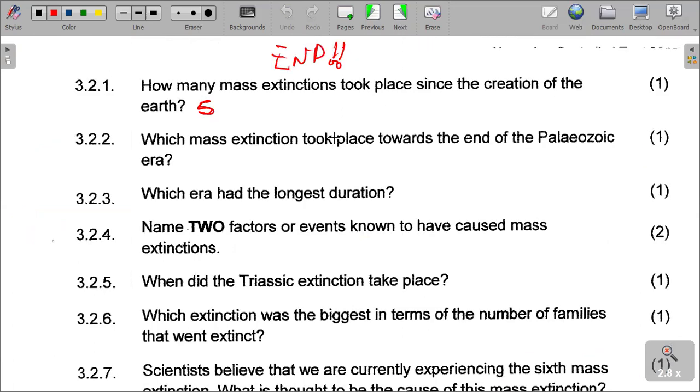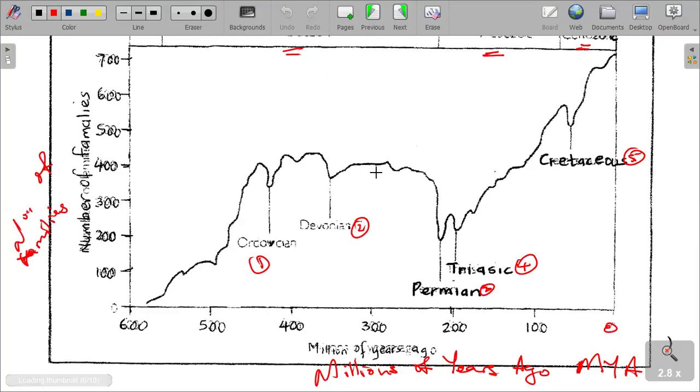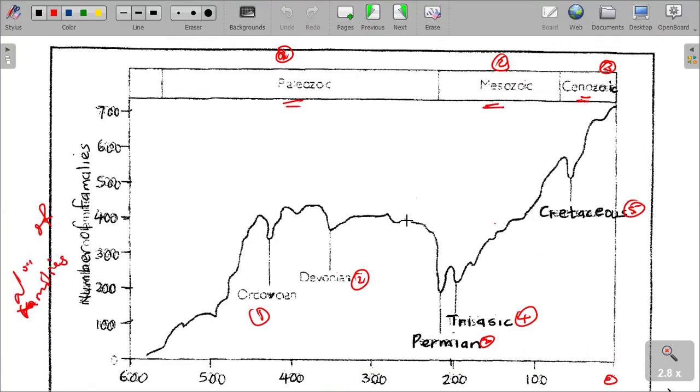And then, which mass extinction took place towards the end of the Paleozoic era? So we are saying which one took place towards that? In terms of that, you can see towards the end of the Paleozoic era. It is the Permian.